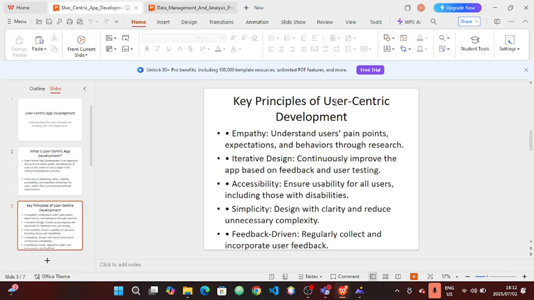So, we move to the key principles of user-centric development, which are listed as follows. We have empathy, interactive design, accessibility, simplicity, and feedback driven. So, what do we mean when we say empathy? Empathy is that we understand users' pain points, expectations, and behaviors through research. We want to put ourselves in their shoes through research.